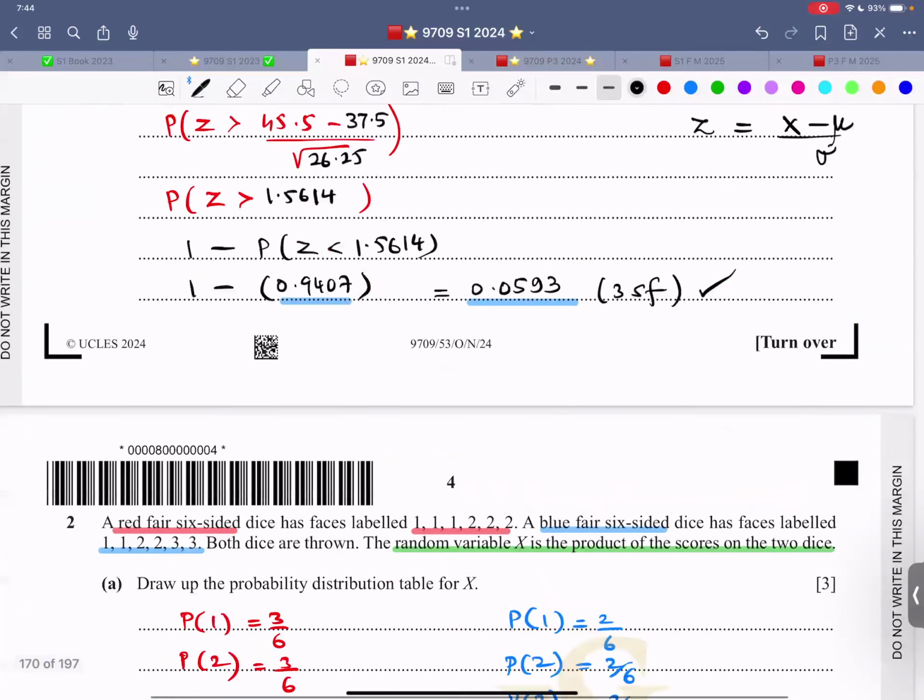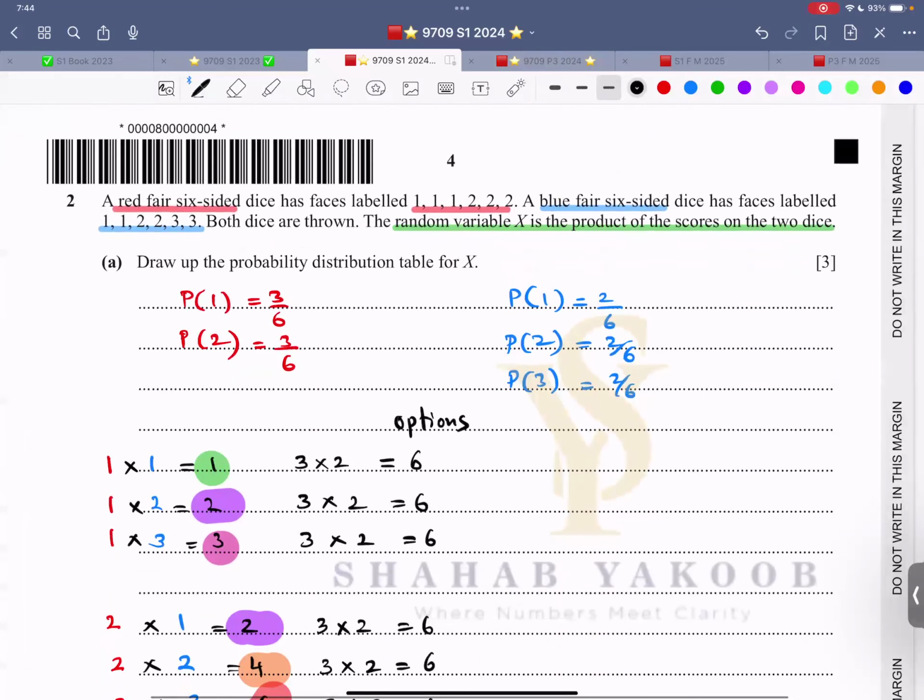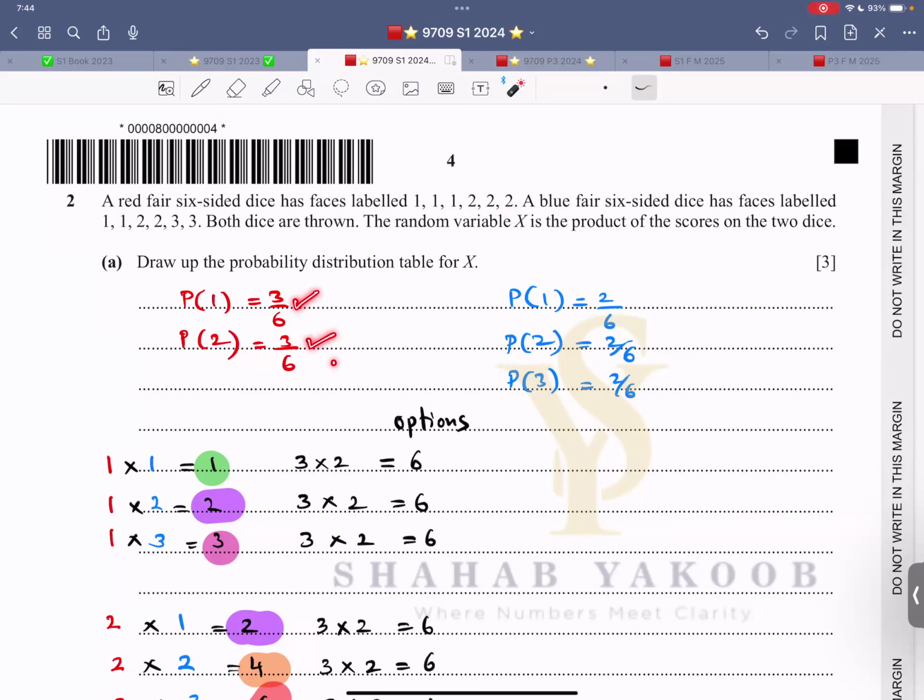So now this thing is done. Question number 2. This was also a nice question. There are different ways of doing this thing. Let me focus on one way, which I find very easy. A red, fair, 6-sided die has faces labeled such and such. So now there are 6 faces. The probability of each face is the same, but since there are 3 ones over here, therefore the probability is 3 over 6. The probability of 2 is 3 over 6. So it's half and half, but I want to keep it in the exact form.